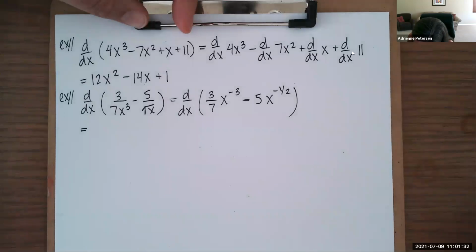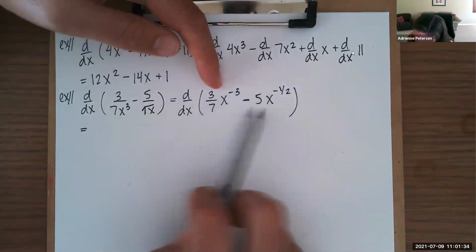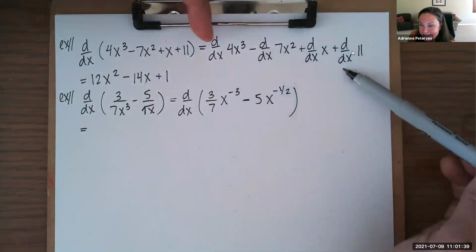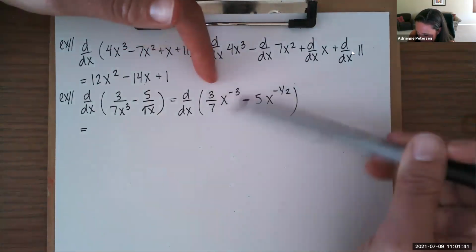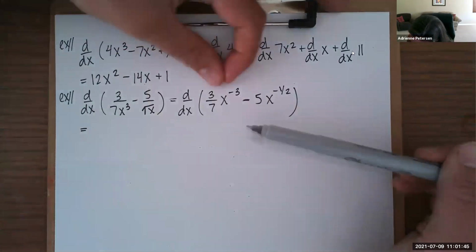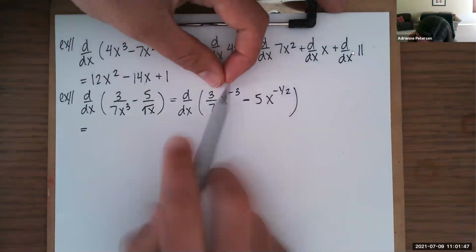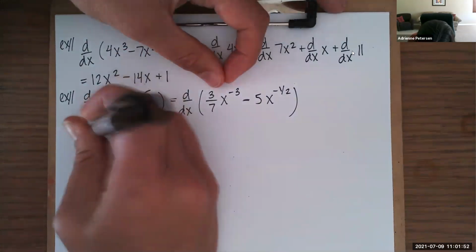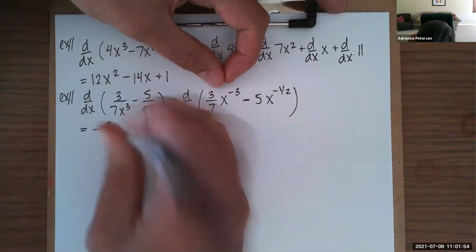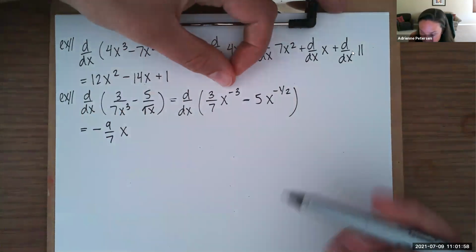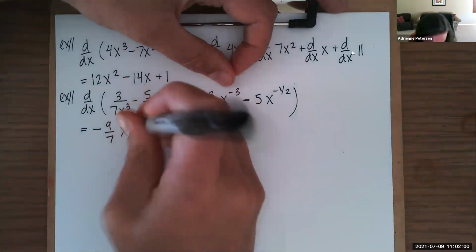Our sum and difference rule says we can take the derivative of each of these terms. I'm going to skip writing out this middle step because we can see we just take the derivative of the first term and then add or subtract the derivative of the second term. So this first one, I bring my negative 3 down in front. So I have negative 3 times 3. So that's negative 9/7 times x to the, I decrease my power by 1. So negative 3 minus 1 gives me negative 4.